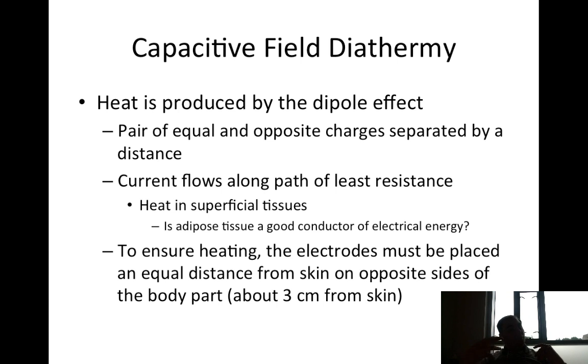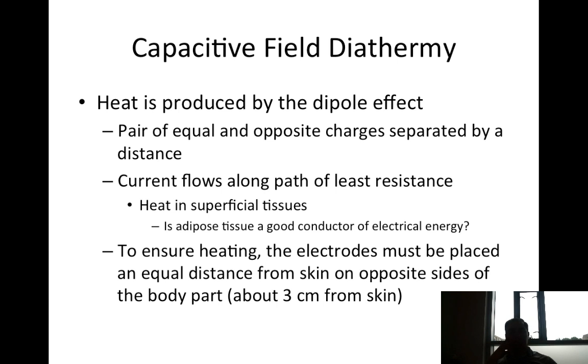Heat is produced by the dipole effect. So a pair of equal and opposite charges separated by a distance. Current flows along the path of least resistance, and heat is created in the superficial tissues. Is adipose a good conductor of electrical energy? Is it? I don't know. We talked about this. What do you guys think? So in your head right now, answer that.